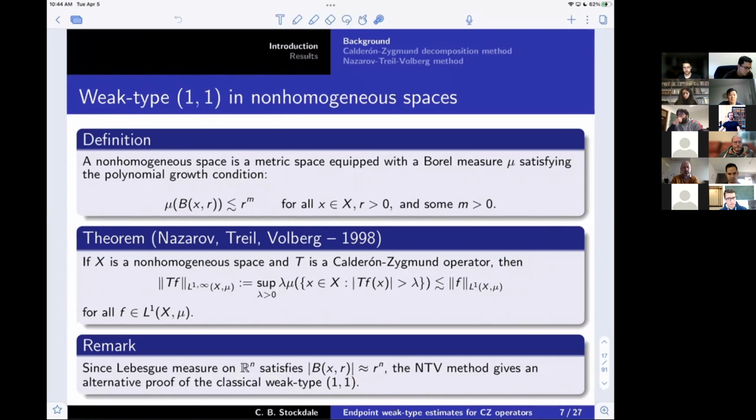So I want to describe first the classical Calderón-Zygmund decomposition proof in the context of Lebesgue measure on Euclidean space, and I'll also want to describe the Nazarov-Treil-Volberg proof in that setting as well.